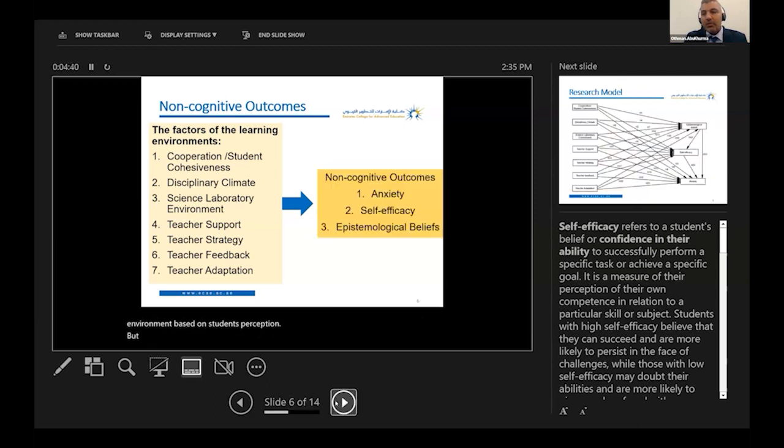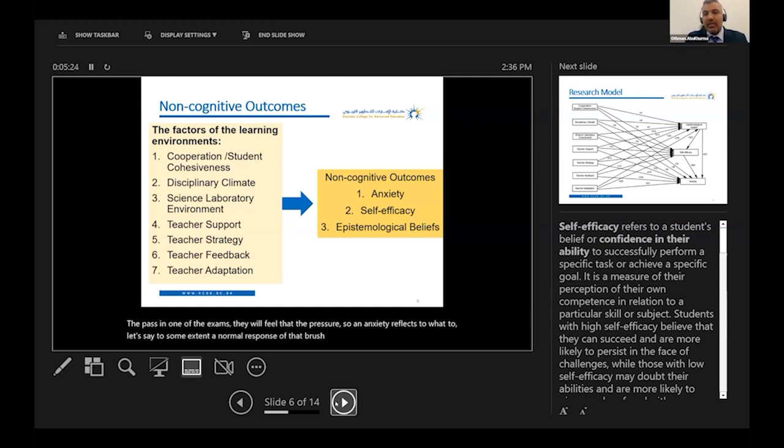But we need to know how these 7 components of the learning environment will influence the non-cognitive outcomes, which are the anxiety, self-efficacy, and epistemological beliefs. First of all, what do we mean by anxiety? It's a normal response to any pressure students are exposed to. For example, if students are in a rush, they need to pass one of the exams, they will feel that pressure. So anxiety reflects, to some extent, a normal response to that pressure.